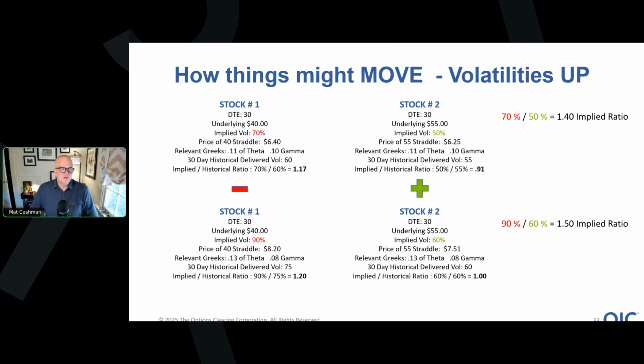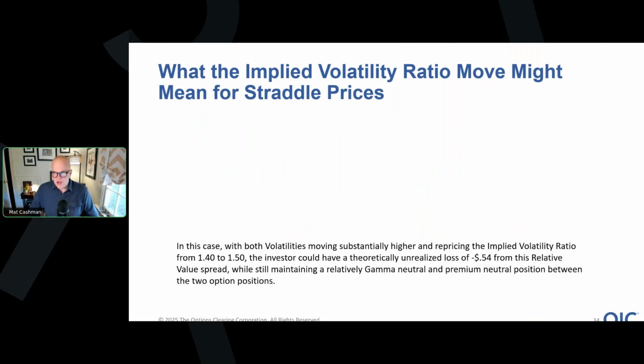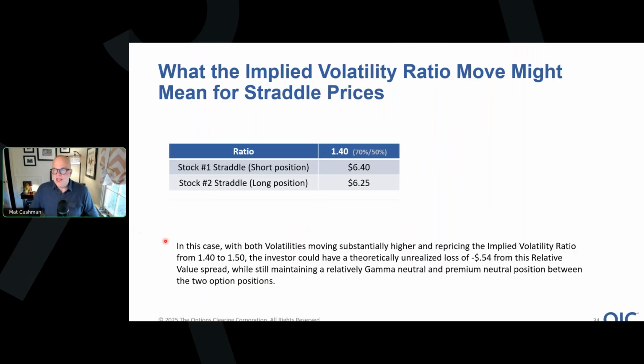You're short this one, you're long this one. The ratio has moved in the opposite direction that you want. We started again with a 140 ratio, $6.40. So the straddle we're short, 6.25. The straddle that we are long. The ratio has moved up by 10 ticks.